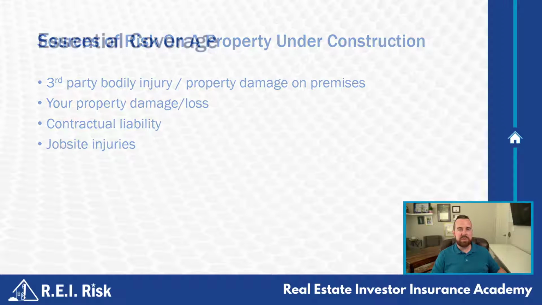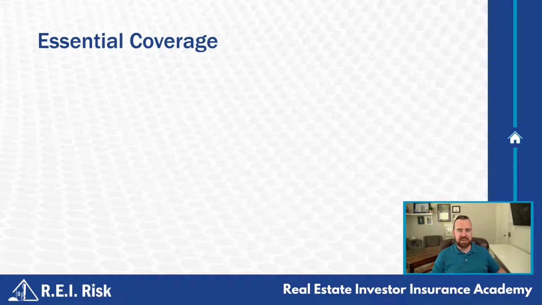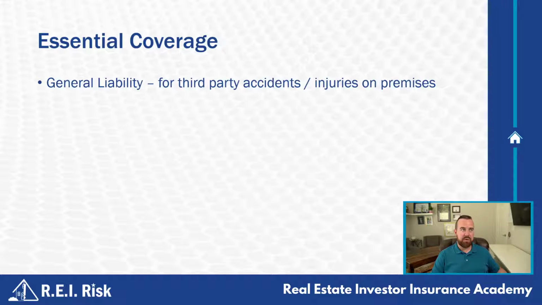Let's take a look now at some of the insurance coverage that is essential to making sure that you and your project are properly protected. First is going to be general liability insurance. This is for third-party accidents and injuries as well as property damage. You're going to want to make sure that any builder's risk policy either contains a general liability component or you're getting the liability coverage from a contractor who is extending their general liability coverage to the project in question.